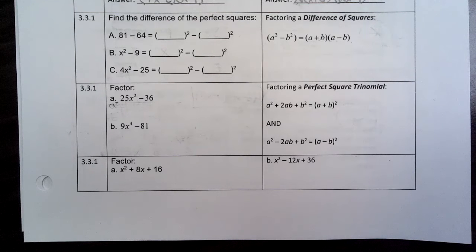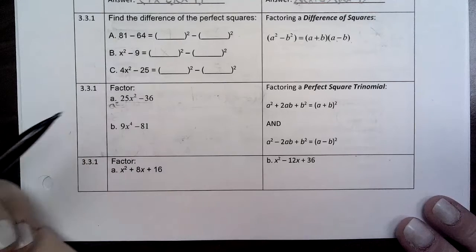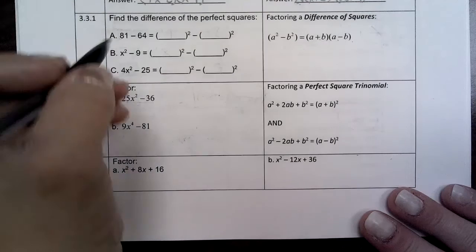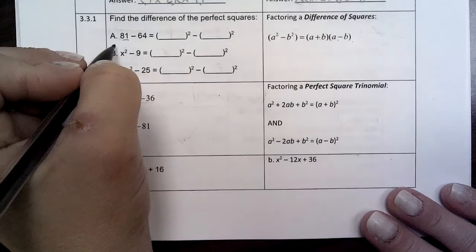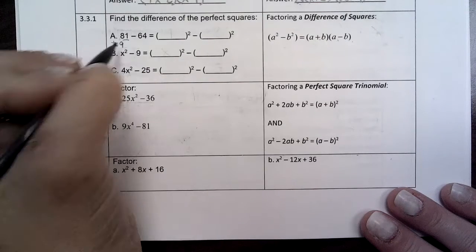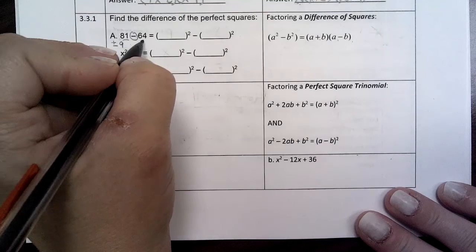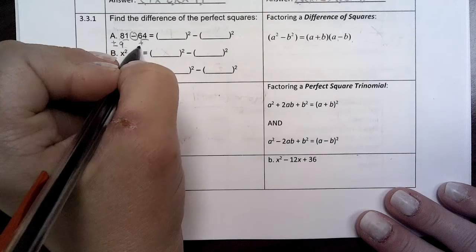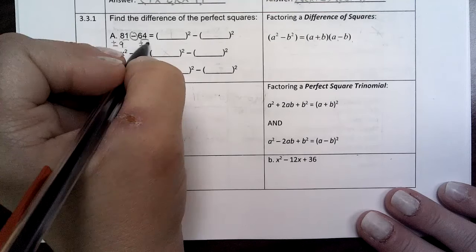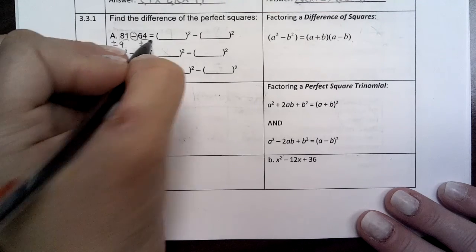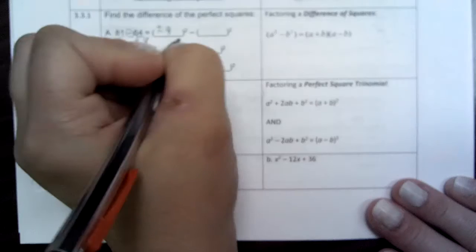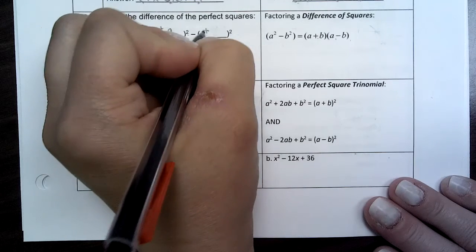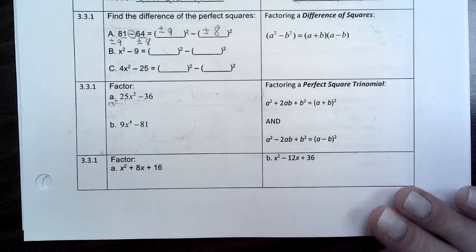Okay, today we are going to do 3.3, finding the difference of perfect squares. So we're going to start out by just looking at numbers. The square root of 81 is plus or minus 9. Okay, minus the square root of 64, which is plus or minus 8. Right, so now we have plus or minus 9 squared minus plus or minus 8 squared.